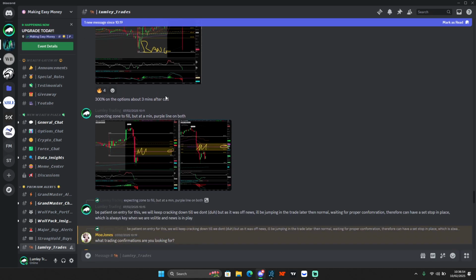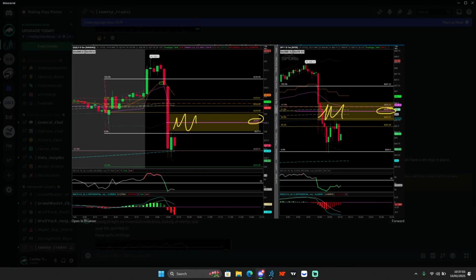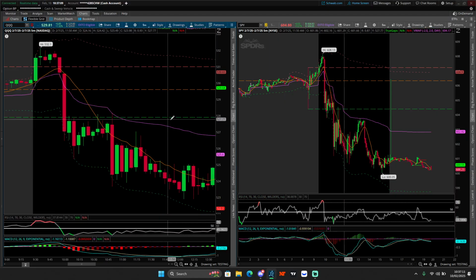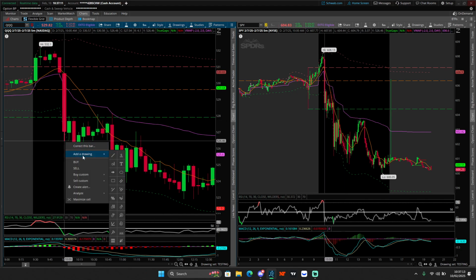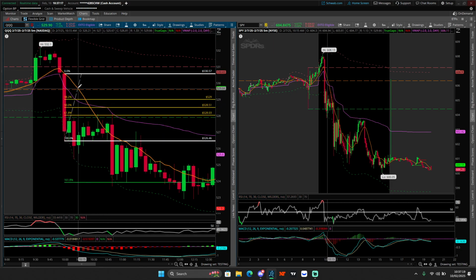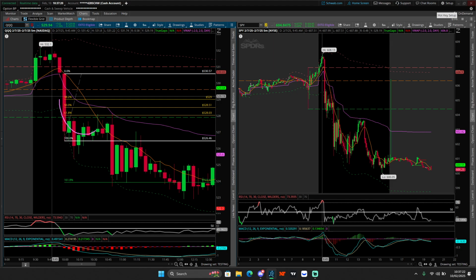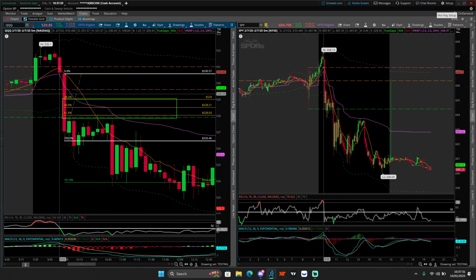The range was completed. But now what we want to see is expecting the zone to fill, but at a minimum the purple line on both. What this basically means is we had this big move created, and we can go onto the main chart for this now. This move was created, as you can see here. On these big news moves, like how we traded it before, we're looking for that same sort of thing as we come back and test normally the 50. In this case, you can see we didn't quite hit that 50 line, and that's why we use these 3 golden lines.